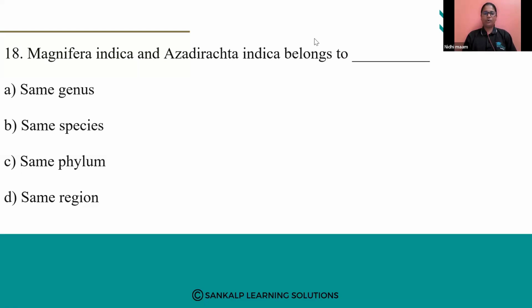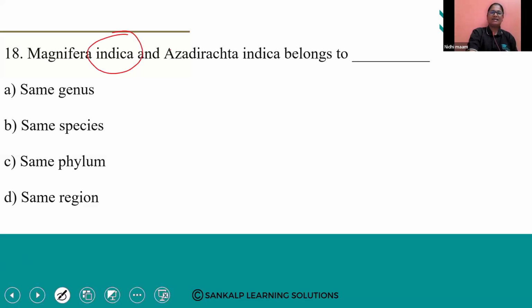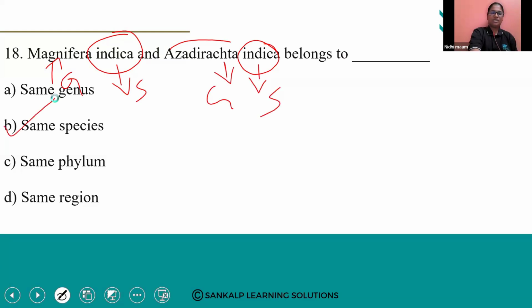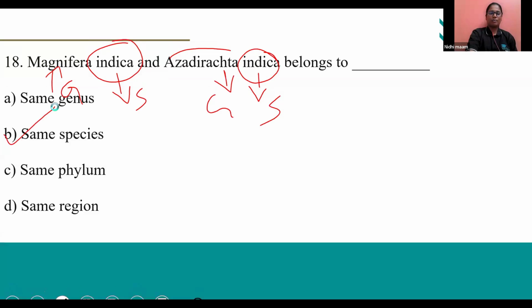So most of you voted for option B. Few of you voted for option C. So when you see the question here, Mangifera indica, Azadirachta indica. So this is a genus name. This is a species name. So species names are the same. So they belong to the same species. Option B is the right answer.